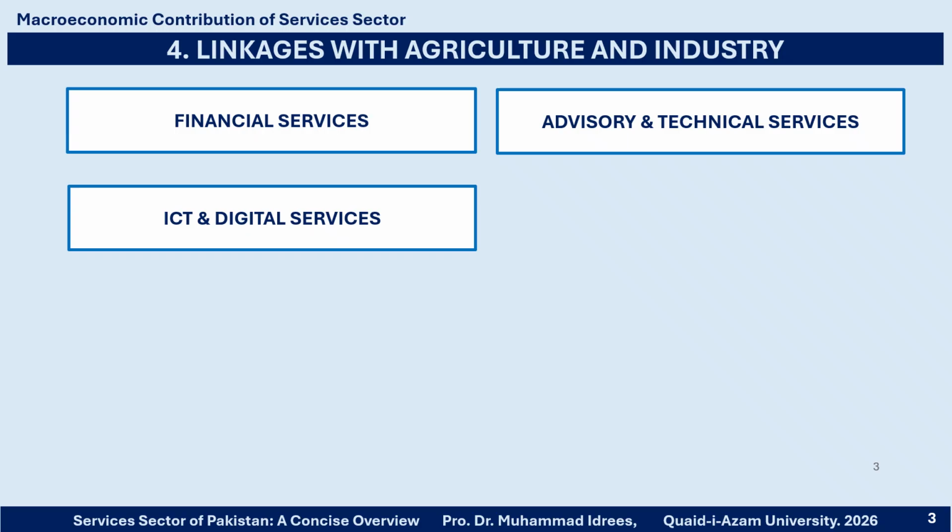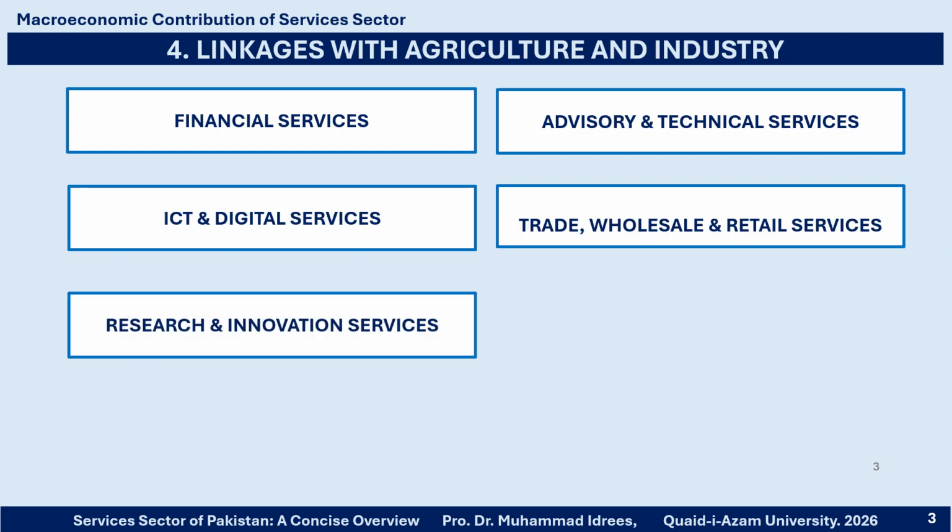ICT and digital services. These services lead to automation in both agriculture and industry. Trade, wholesale and retail services. There is a vital role of trade, wholesale and retail services, as final and intermediate outputs of industry and agriculture reach the user through traders. Therefore, trade and distribution services connect producers with domestic and international markets.